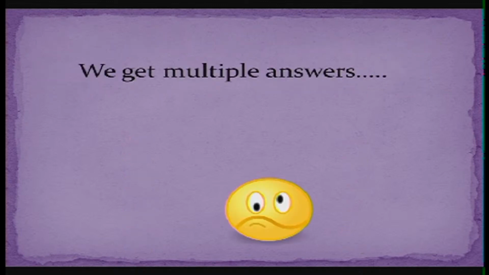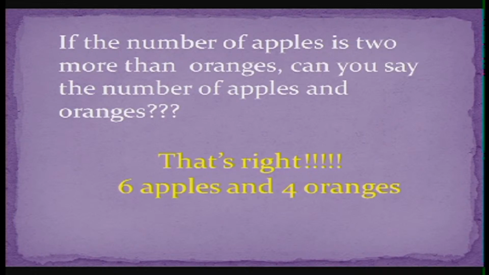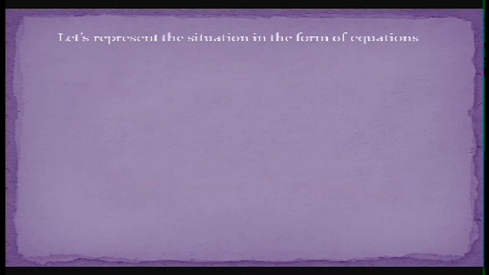So, we get multiple answers. So, how to find the correct number of apples and oranges? For that, if the number of apples is 2 more than oranges, can you say the number of apples and oranges? That's right, 6 apples and 4 oranges.